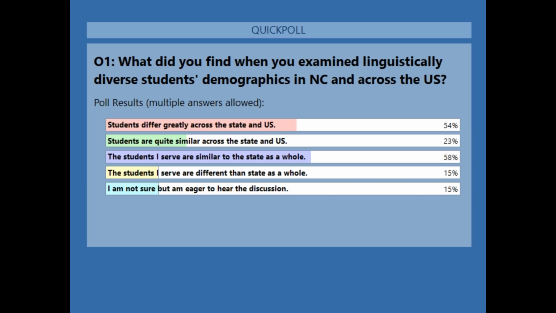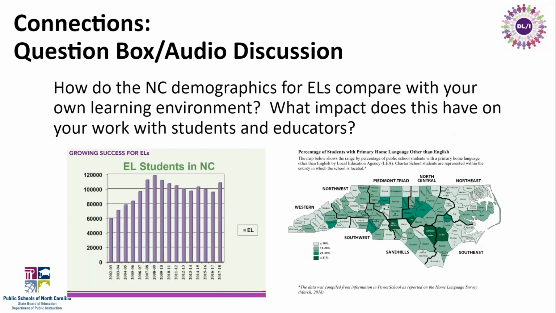It looks like well over half of you agreed with 2 of the statements: students differ greatly across the state and the US, and the students I serve are similar to the state as a whole. We also had about a quarter of people saying students are quite similar across the state and the US, and a little over 10% saying the students I serve are different than the state, or I'm not sure but eager to hear the discussion. So quite a variety there, and of course it depends on the community you're in and what students you're working with currently. Thank you so much for completing that poll and sharing that information.